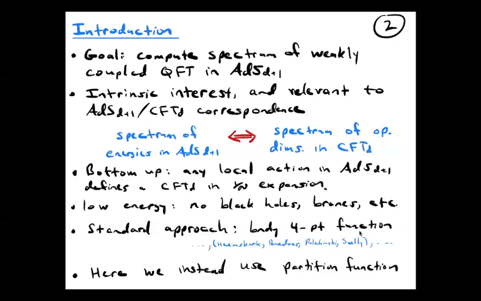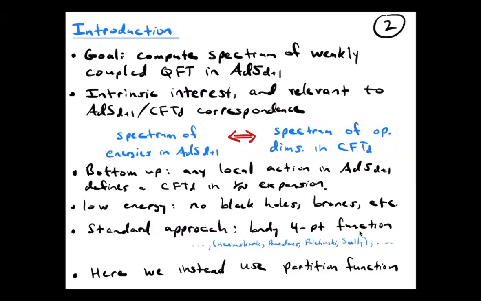This is an interesting quantum field theory question by itself, but it's also very relevant to AdS/CFT, because if one computes the spectrum of energies in AdS, with respect to global time, then as we all know, this maps by AdS/CFT to the spectrum of operator dimensions in the conformal field theory. So for every energy in AdS, there's an operator in the CFT whose dimension equals that energy.